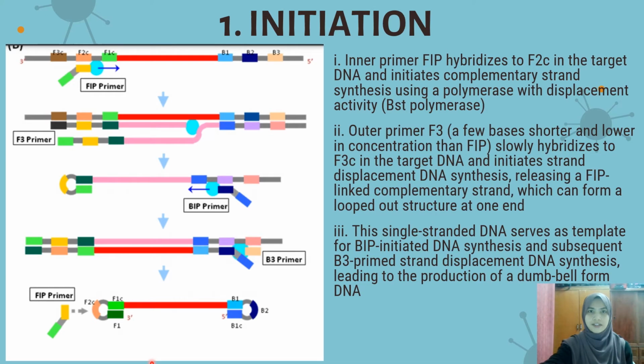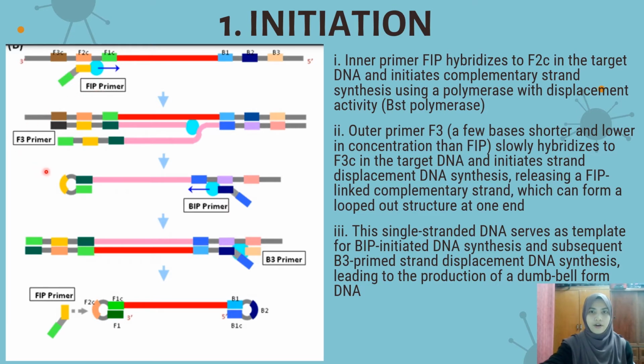The working principle of LAMP assay involves three steps, which are the initiation, the cycling amplification, and the last one is the elongation process. For the first step, which is initiation, the FIP primer will hybridize to the F2C in the target DNA and initiates the complementary strand synthesis using a polymerase with displacement activity, which is the BST polymerase.